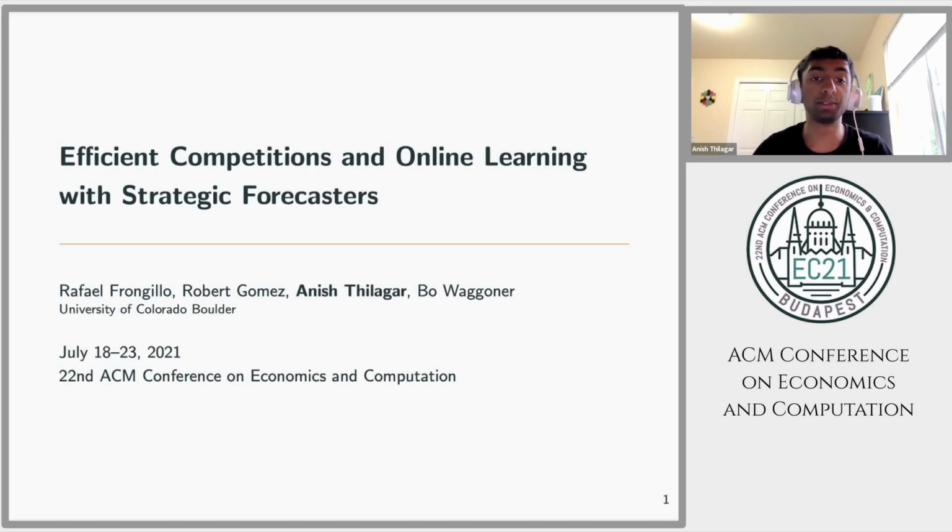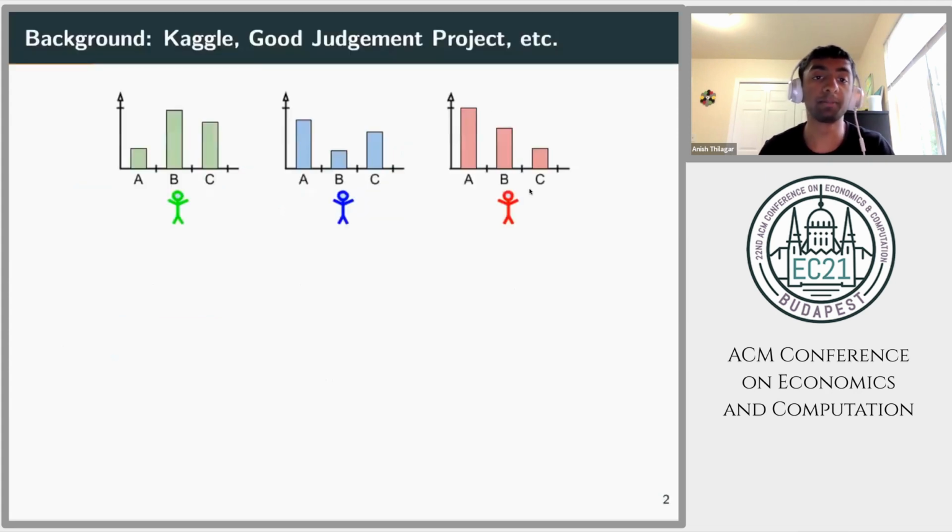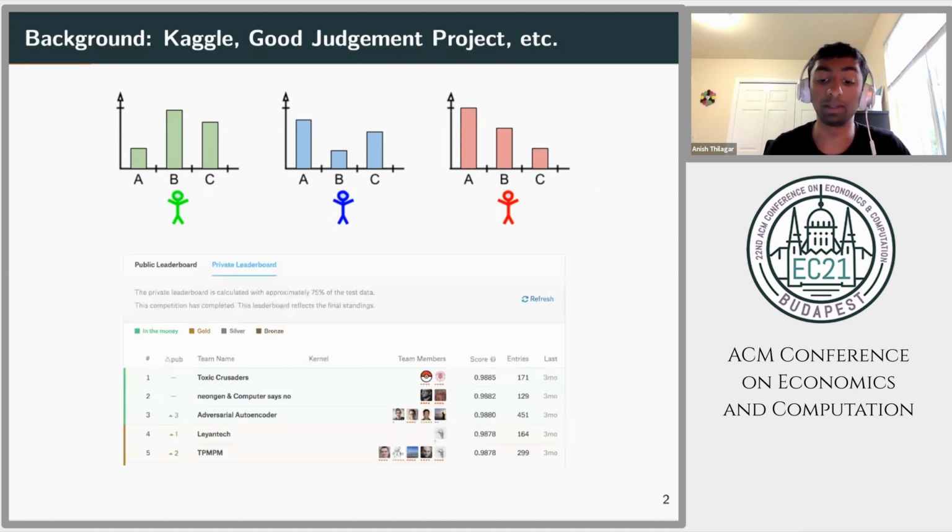In our paper, we study efficient competitions and online learning with strategic forecasters. In a forecasting competition, we have competitors that are trying to predict the probability that certain events will occur. A few examples that are commonly known are Kaggle and the Good Judgment Project, among many others. After they submit their predictions, the forecasters are ranked according to how well their predictions align with the true outcomes of the events. And the forecasters' goals are to be ranked first.